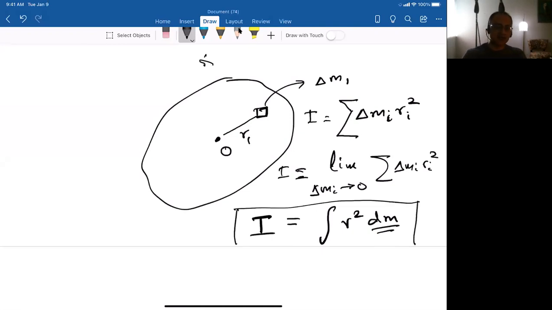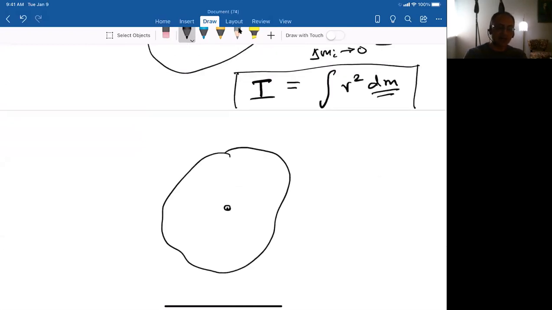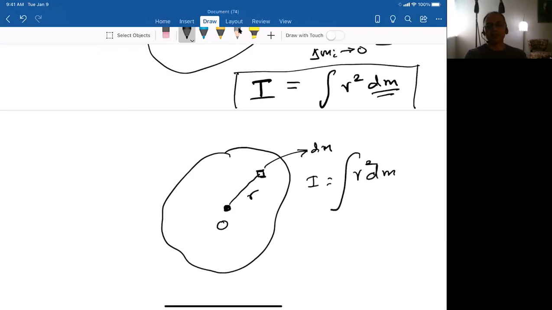That makes sense? So just to reiterate, I have this extended object which is rotating about an axis through the point O, and I'm considering these infinitesimally tiny little segments, which I'm calling dm, out at a radius r. The moment of inertia of one of these would be dm times r squared. That's the moment of inertia of a point mass. And if I sum them all up, which means if I take an integral, then I get the moment of inertia of the whole thing. So this integral is the definition of the moment of inertia of an extended object. Okay, let me know what questions you have.